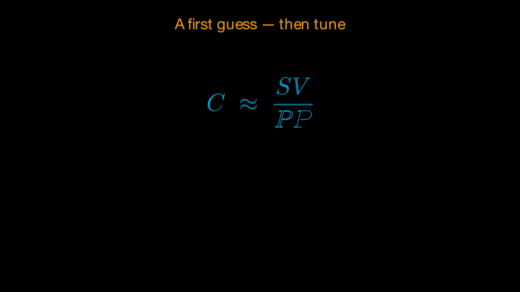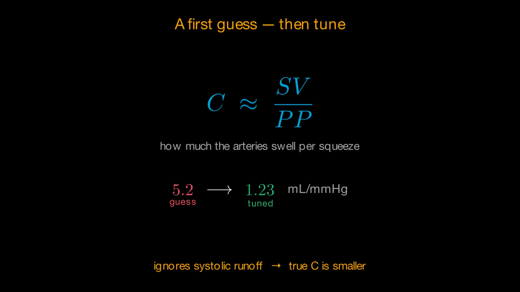You do need somewhere to start. A first guess for the compliance is the stroke volume over the pulse pressure, how much the arteries swell for a given squeeze. But treat it as a rough sketch, not the answer. That formula quietly assumes no blood runs off downstream during the beat, and in reality plenty does, so the true Windkessel compliance is smaller, sometimes several times smaller. The starting numbers get you close, the tuning is what makes them right.